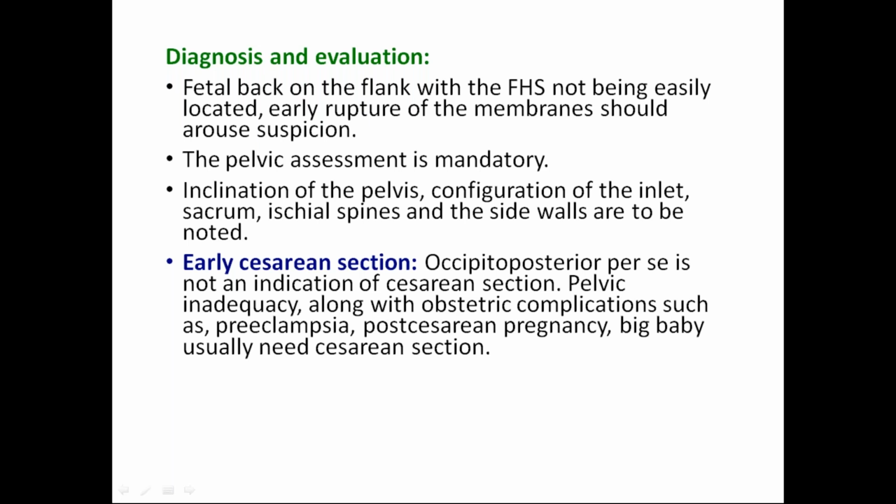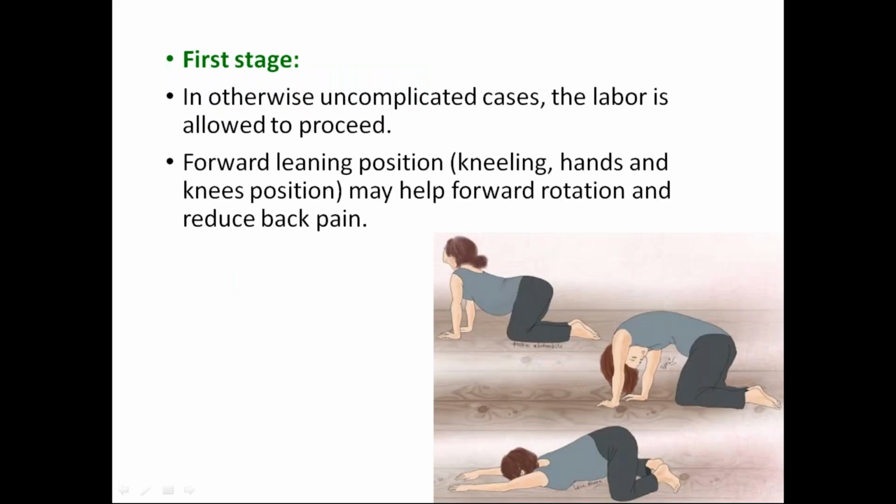Along with this, other associated obstetric problems like pre-eclampsia, diabetes, and a big baby. You don't want her to deliver normally and vaginally, so you go straight towards cesarean. That's why early diagnosis and early assessment matter. Any doubt, you go for cesarean section.